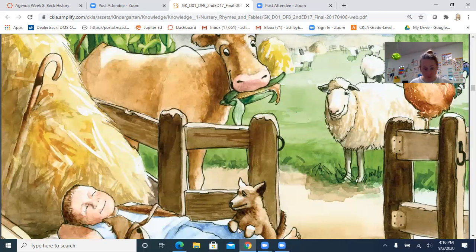Are the sheep in the meadow or in the corn? The sheep are in the meadow. What is Little Boy Blue's job?